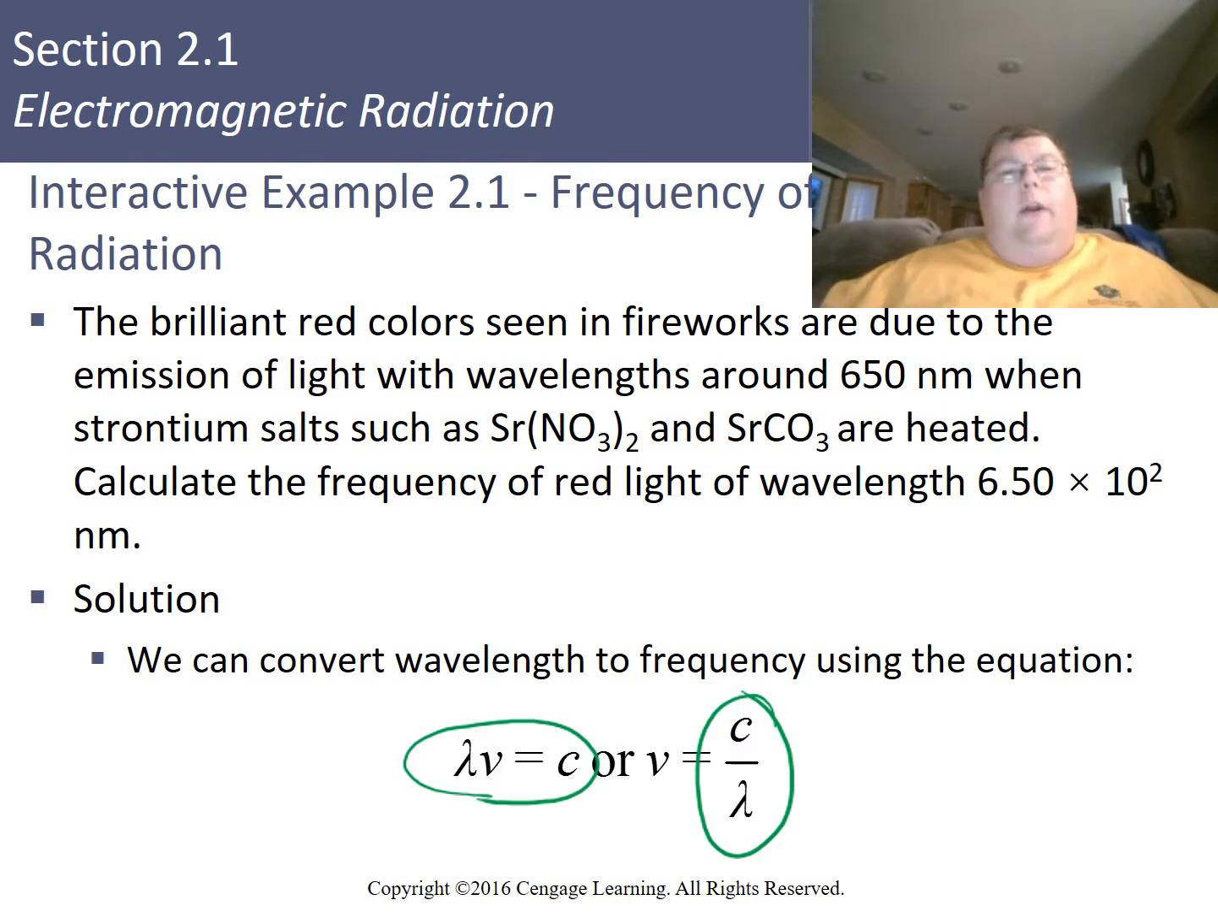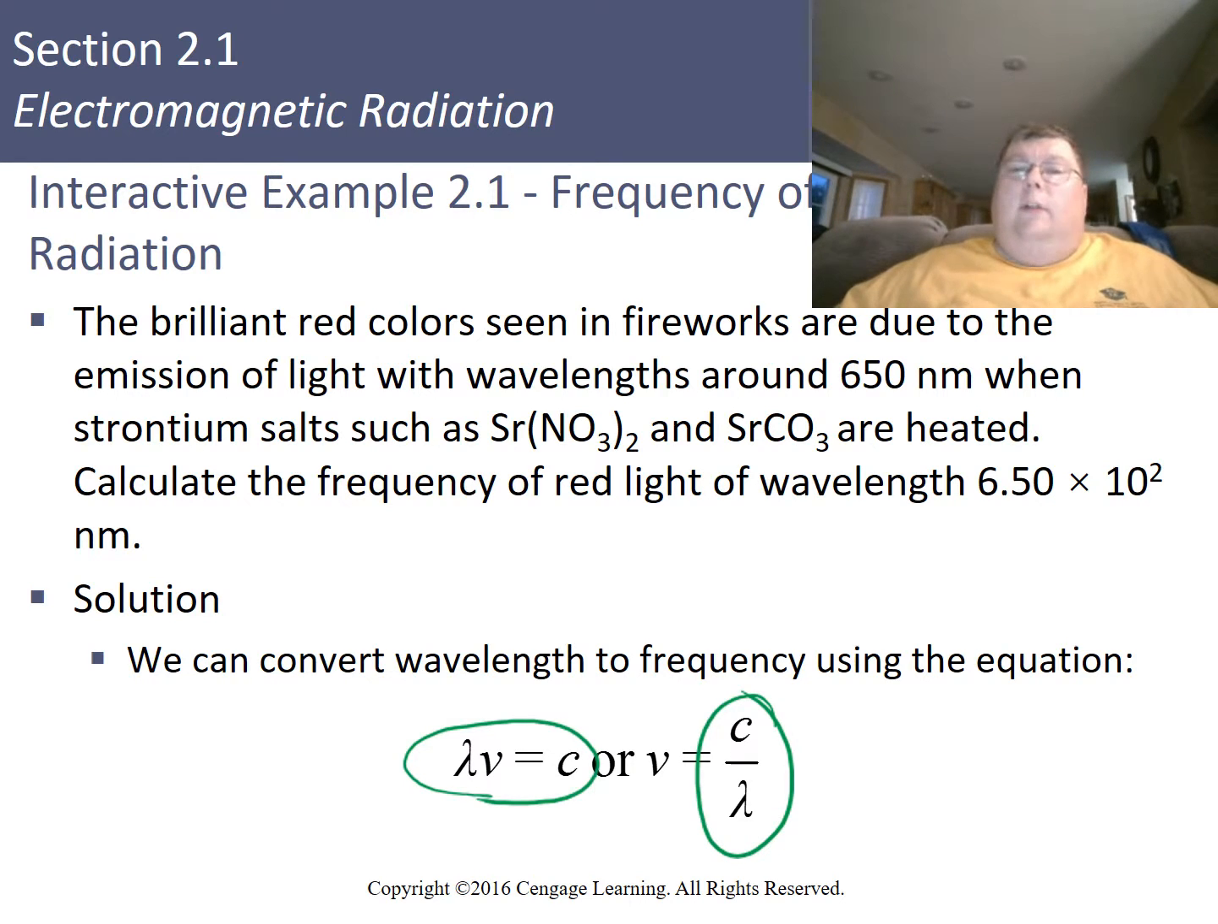So there is some math when dealing with these electromagnetic radiations. So here we have an example problem. The brilliant red color seen in fireworks is due to the emission of light with wavelengths around 650 nanometers. And this comes when you have things like strontium salts being heated. So the question is, calculate the frequency of red light if we've got a wavelength of 650 nanometers, or 6.50 times 10 to the second nanometers.